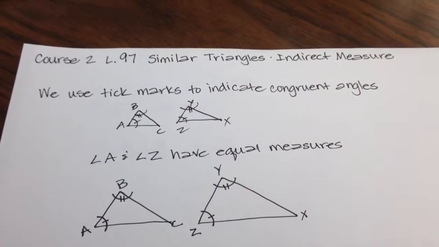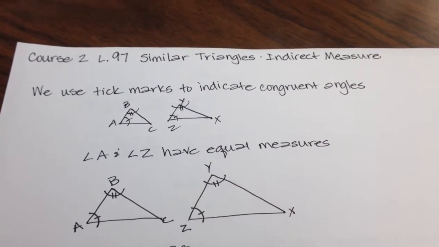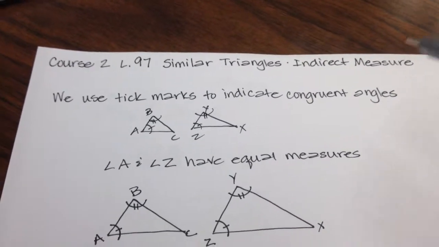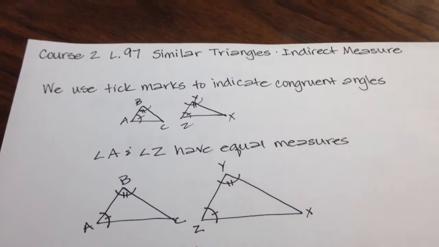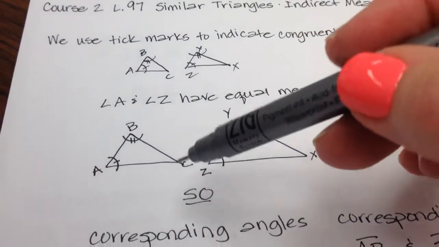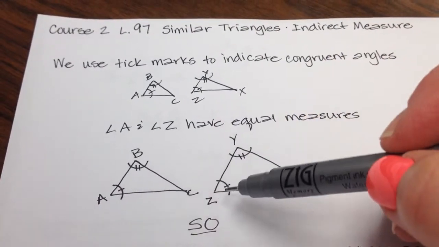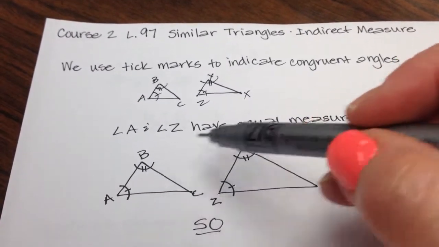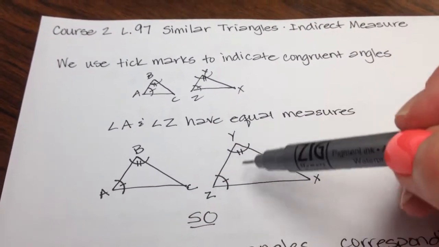All right, Course 2 kiddos, this is lesson 97, similar triangles and indirect measure. We use a tick mark to indicate congruent angles, right? So here, look at this one, it's bigger. So A is congruent to Z, B is congruent to Y. So we have one tick mark, 2, 2. See how that works?